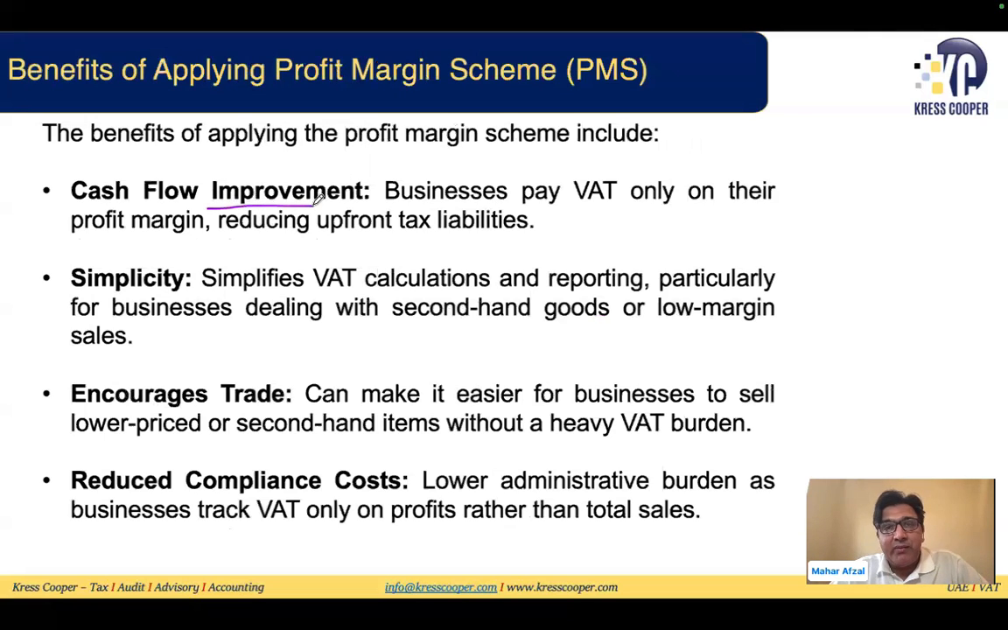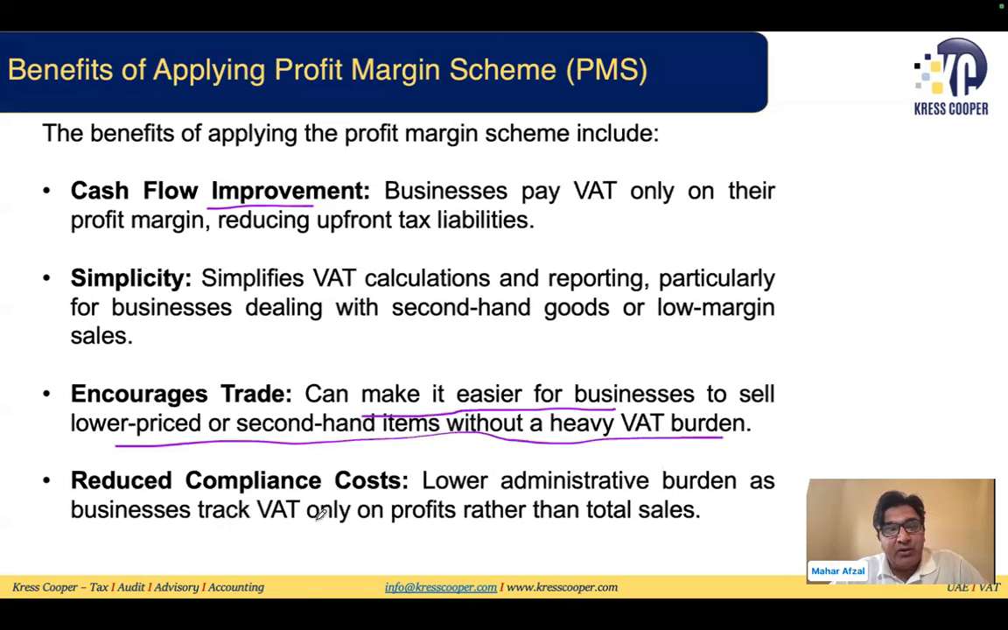Cash flow improvement. Whenever you are buying the goods, you will not be paying any input tax to the supplier. Simplicity: sales less purchases, 5 divided by 105, and the net amount will go to the FTA. This encourages trade. It lowers the price of second-hand items without any heavy burden. Basically, it will give your business a competitive advantage. It is easier for businesses to sell low-price or second-hand goods without delay and VAT burden.